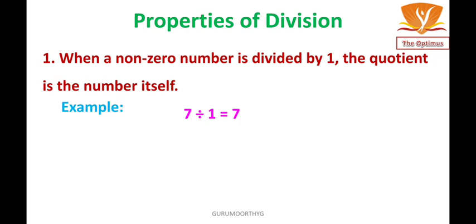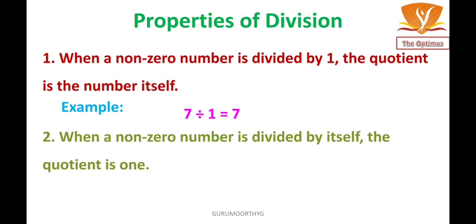Dear kids, I have 7 pencils. I want to distribute to 7 students. How many pencils is it possible to give each? Yes, 1 pencil. That is property number 2. When a non-zero number is divided by itself, the quotient is 1. Example, 7 divided by 7 equals 1.